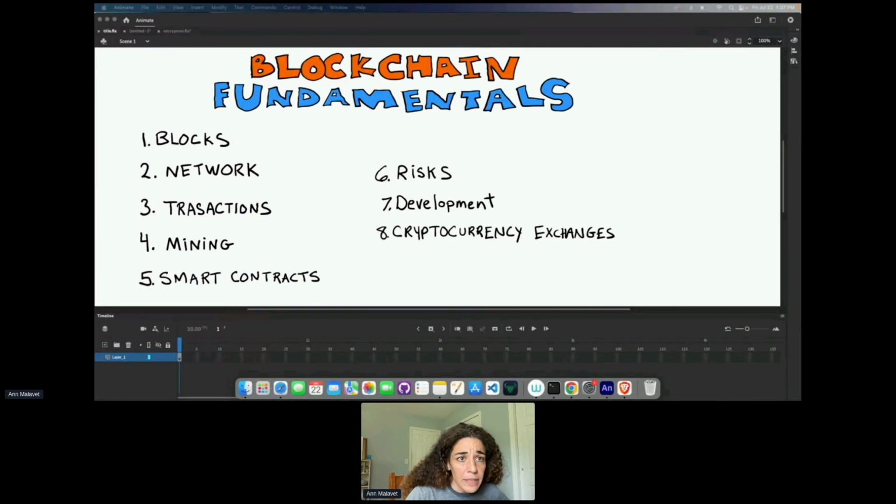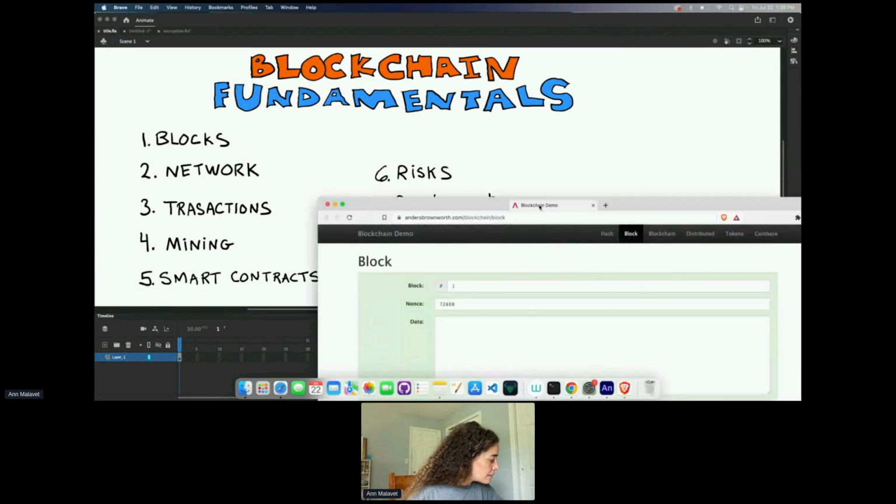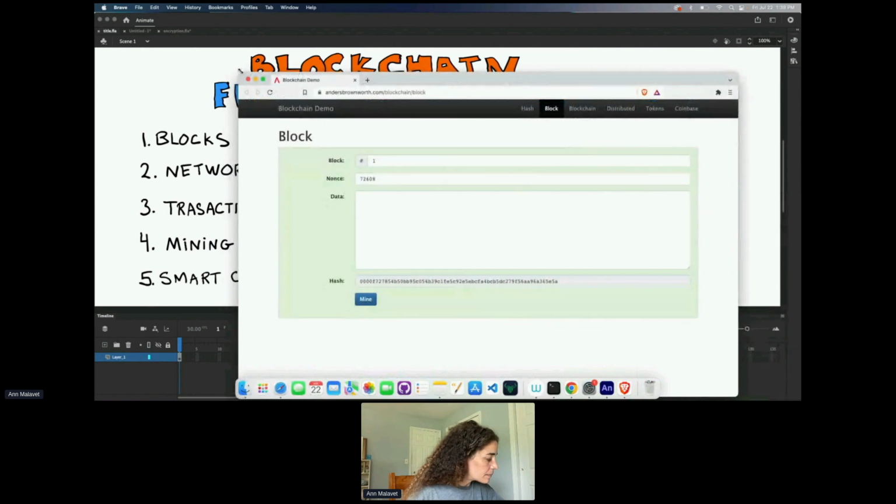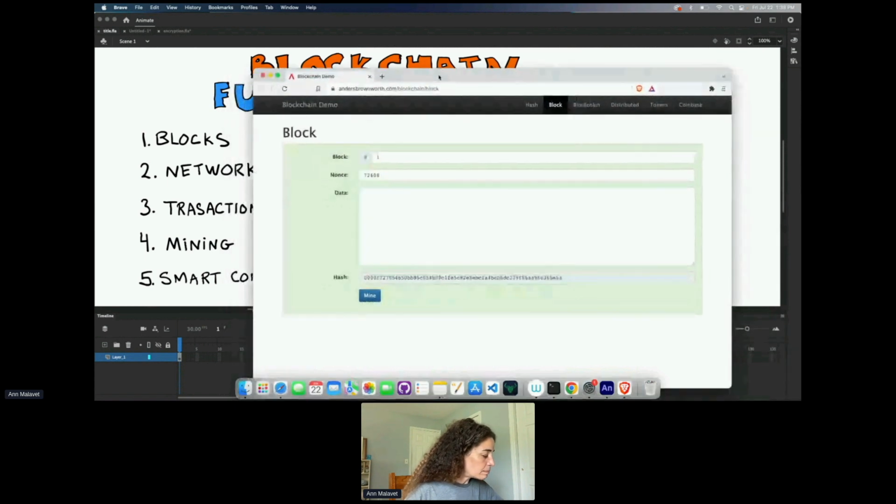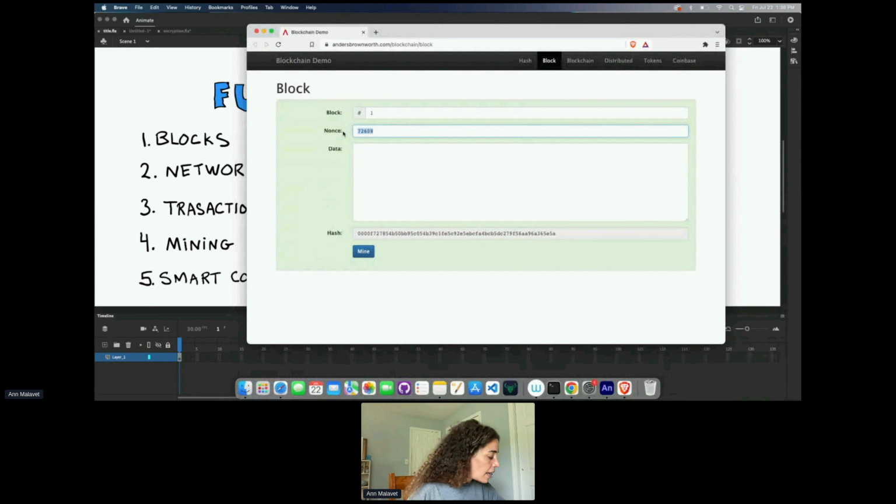Let me just pull up an example here. There's a really good example that someone made for educational purposes. His name is Anders Brownsworth. So for instance, this is block 1. And this is the data that I'm including. This is the data that I want on the block.